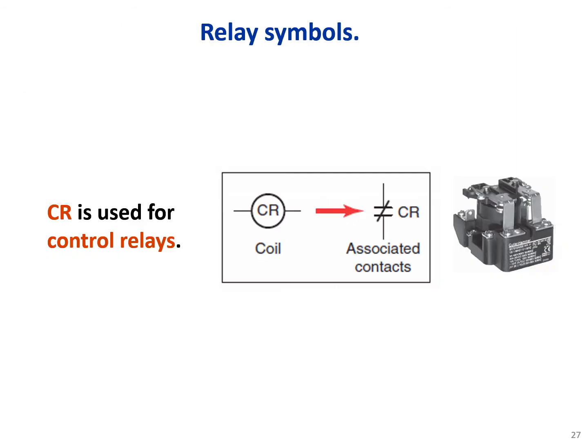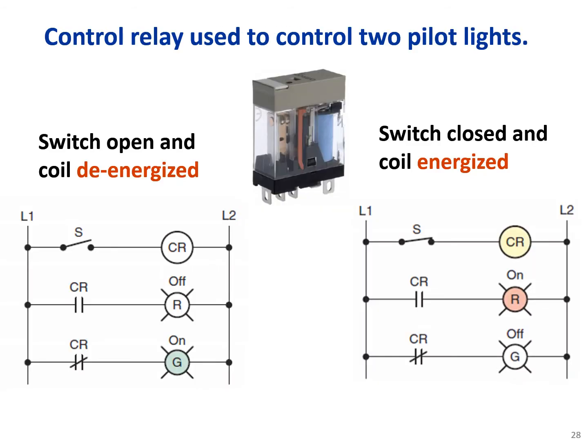Relay symbols. CR is used for control relays. So CR stands for control relays. Control relay used to control two pilot lights. Here on this circuit, you see that the switch is open and the coil is de-energized. So once the control relay is de-energized, and it is connected to, for example, one red pilot light, of course the light will be off.